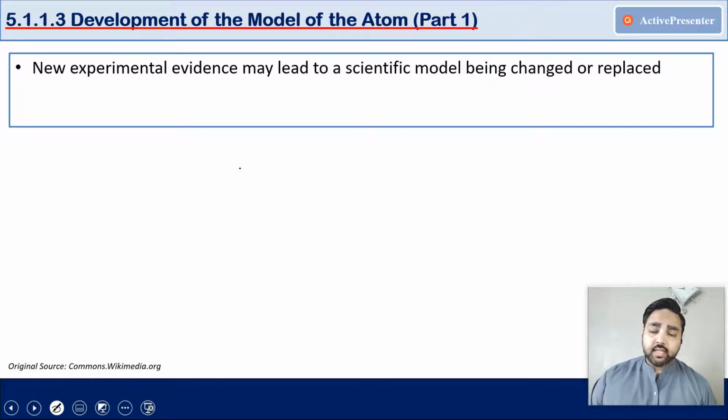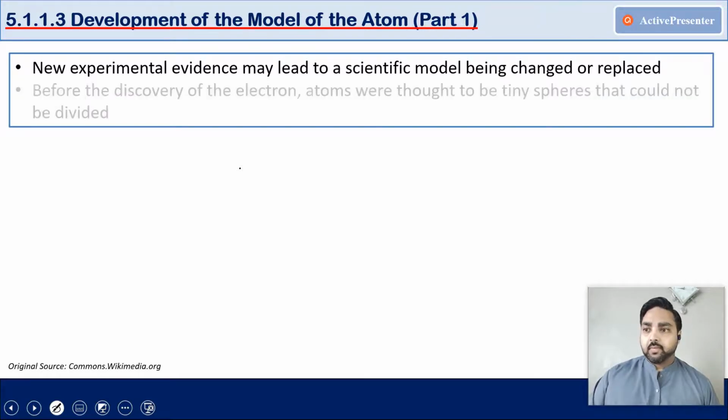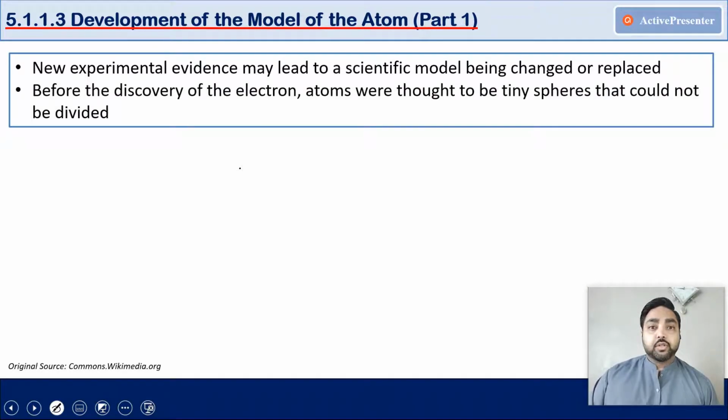It's not just for the atom, it applies to everything that we look at in science. Before the discovery of the electron, atoms were thought to be tiny spheres that could not be divided. All right, so the Greeks had this first idea, and they started off with breaking things down into small pieces, and they thought once you get to the smallest bit, we're going to call them atomos, or atoms.